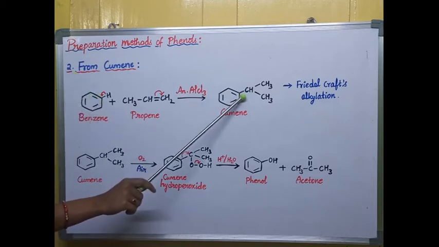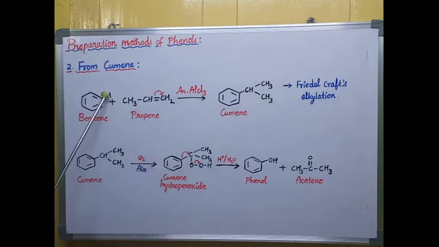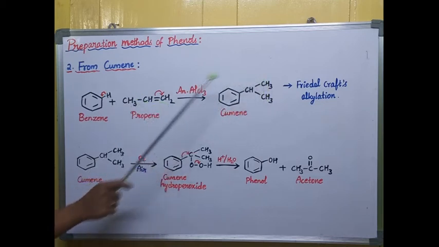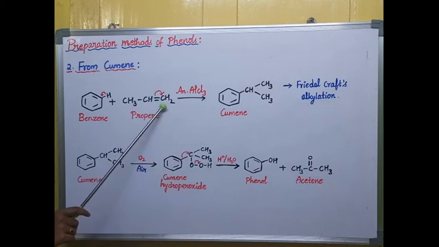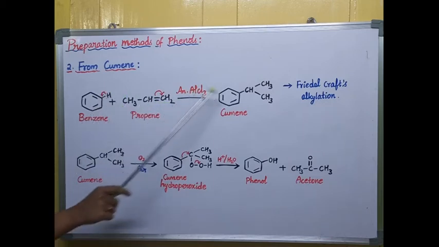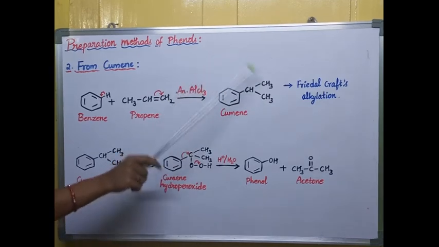You can see CH, CH3. Now this proton attacks this carbon. So two CH3s are here. Actually the CH2 in the beginning is converted into CH3 by the attack of this proton on this negatively charged carbon. So we are getting isopropyl benzene now.